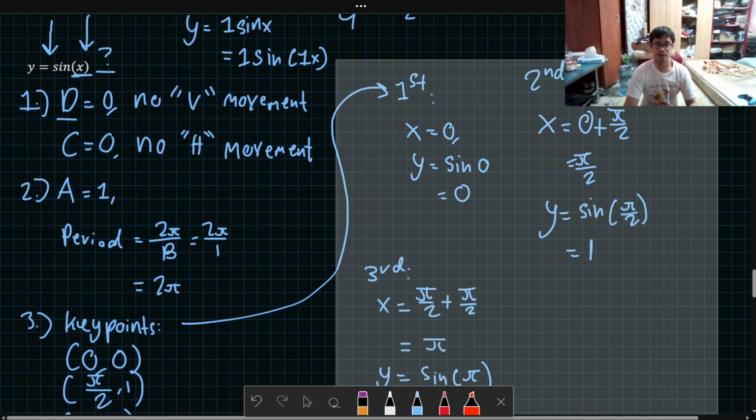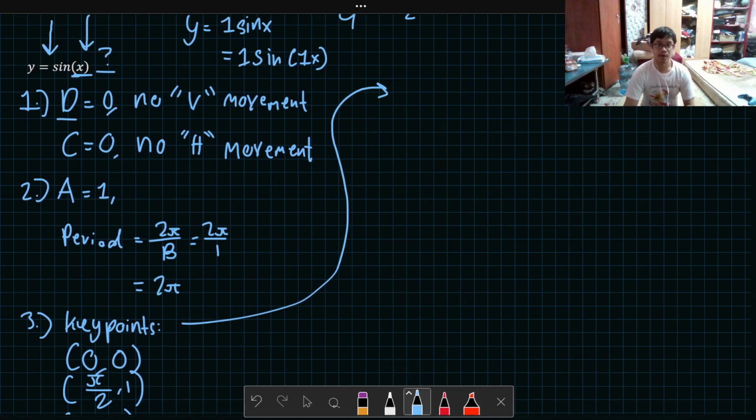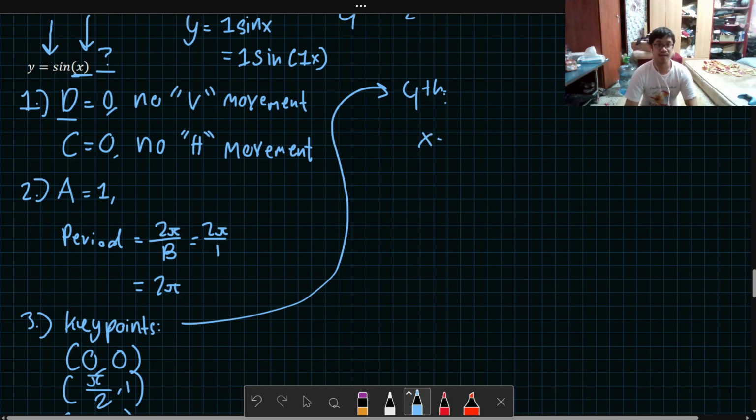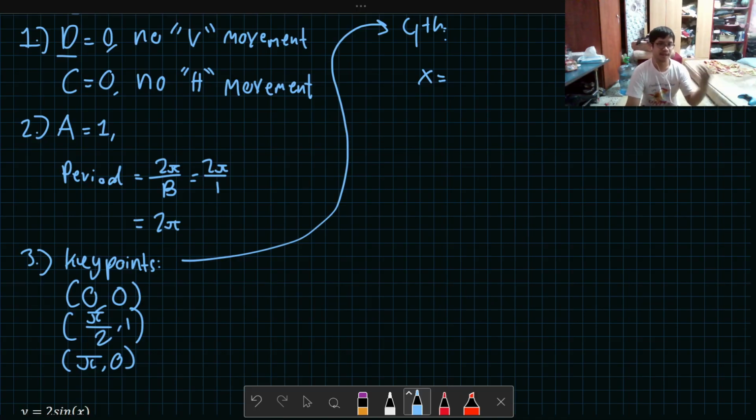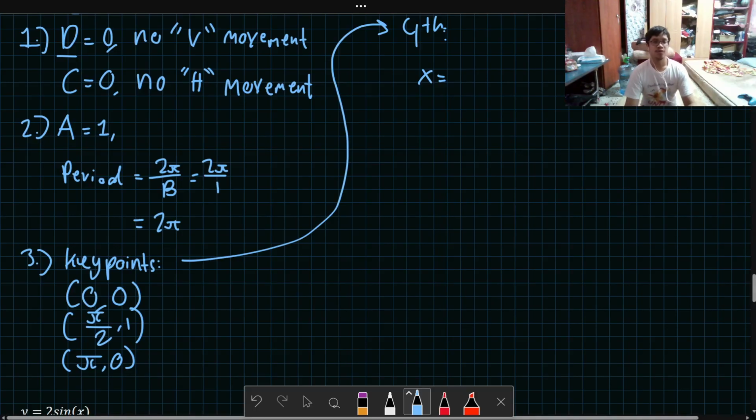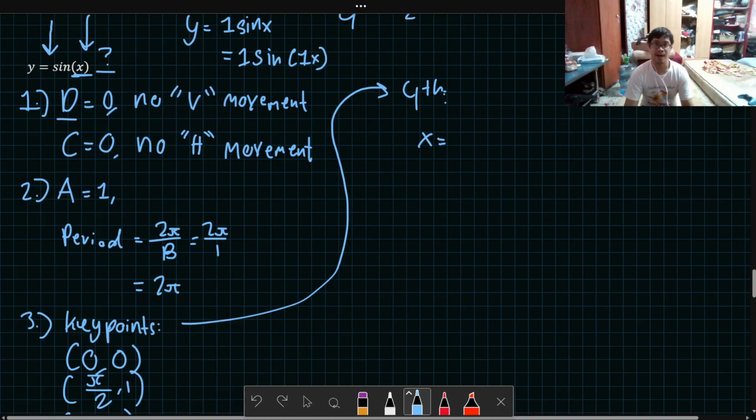Then let's find the fourth key point. For your fourth key point, we will do the same steps as what we did for the second and third key point. We must first find the x coordinate. Again, you find your x coordinate by adding the recent x by pi over 2. Recently, we found the x as pi, right? So you're going to add it with pi over 2.